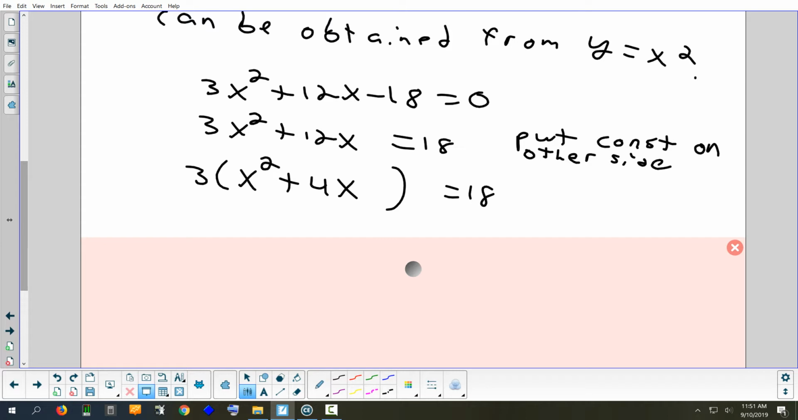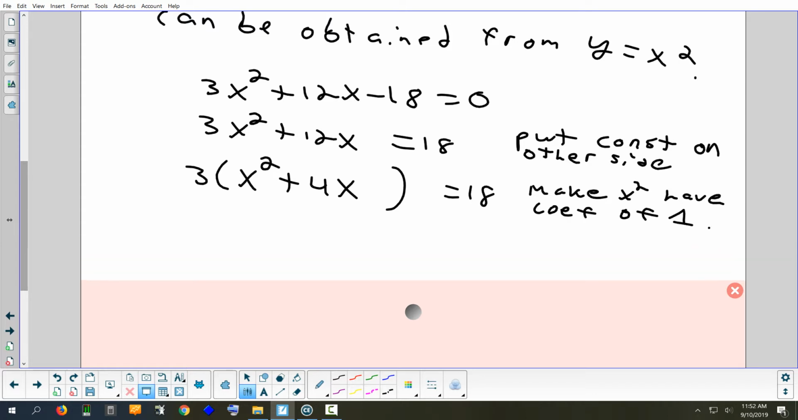What if the 12 was a 13 and you couldn't factor out? Well, now then you're going to get into fractions. It gets really messy. So that probably wouldn't be on the test. If you have fractions, you're going to get like 12 13ths or 12 thirds. So you're going to get messy fractions. So I'll just say make x squared have coefficient of 1. Okay, now we're ready to complete the square.